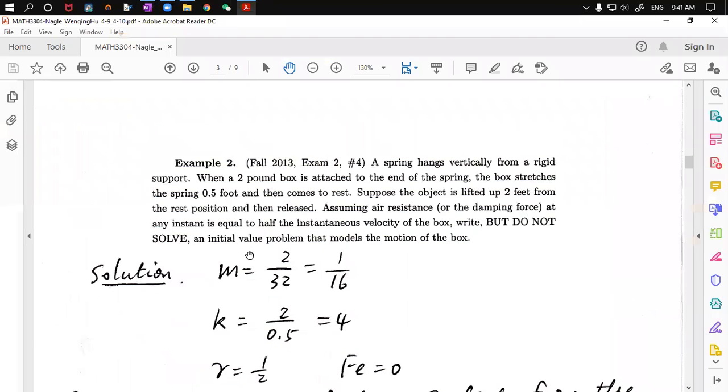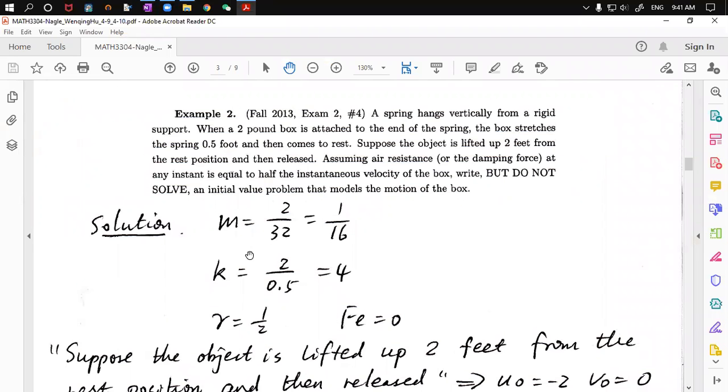So let's look at another example and practice what we have learned here. It says you have a spring that hangs vertically from a rigid support. When a 2-pound box is attached to the end of the spring, the box stretches the spring 0.5 feet and then comes to rest. Suppose the object is lifted up 2 feet from the rest position and then released. Assuming the air resistance, or damping force, at any instant is equal to half the instantaneous velocity of the box, can you write, but do not solve, an initial value problem that models the motion of the box? That's again a vibration problem.